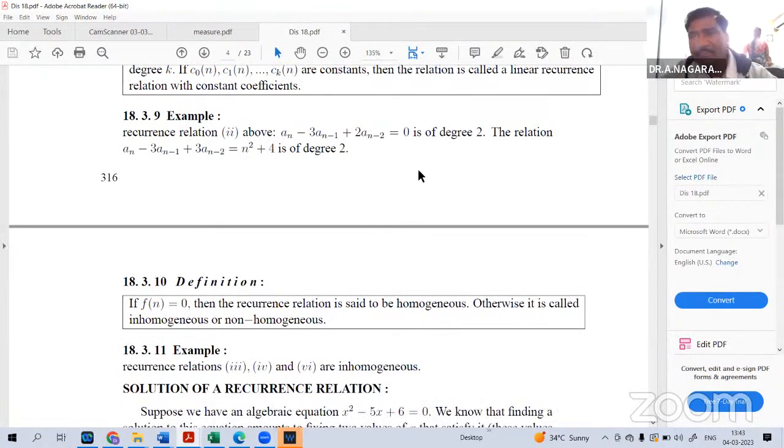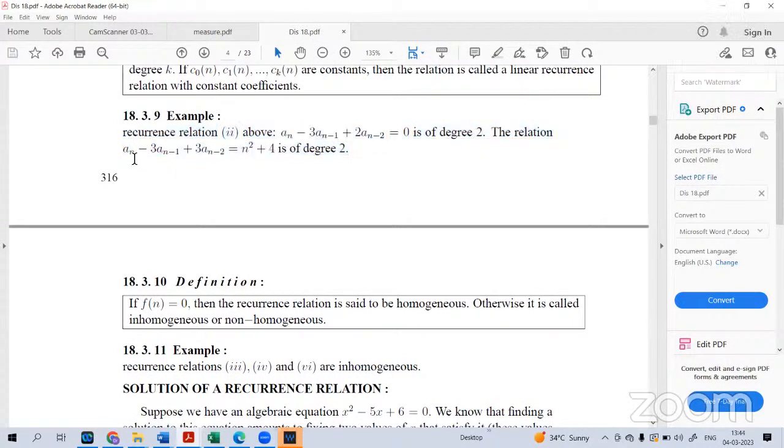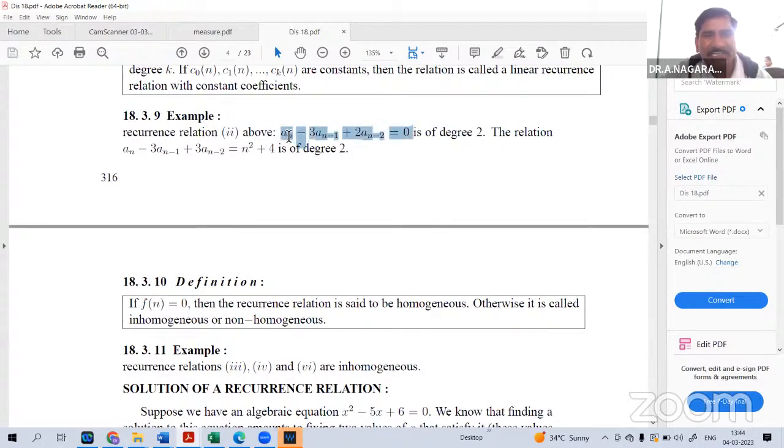Now, as an example, take the recurrence relation a_n - 3a_{n-1} + 2a_{n-2} = 0, which is of degree 2. Another relation is a_n - 3a_{n-2} = n^2 + 4, also degree 2. The above is a homogeneous recurrence relation of degree 2 because of how many terms are there: it depends on a_{n-2} and a_{n-1}. So two terms it depends on, so it has degree 2.